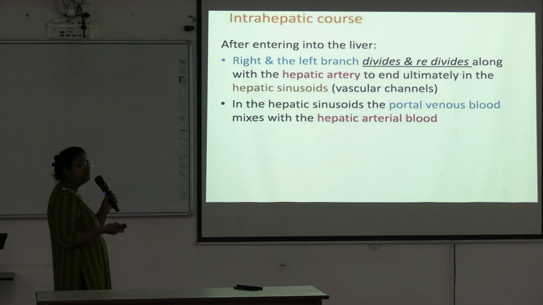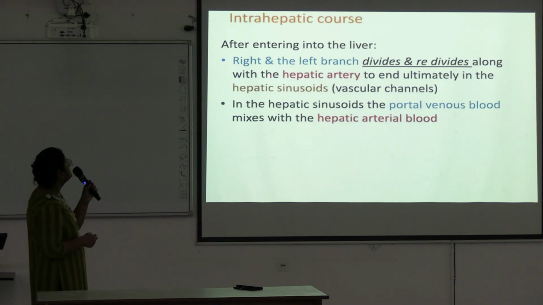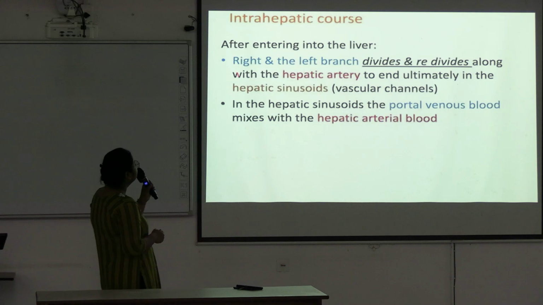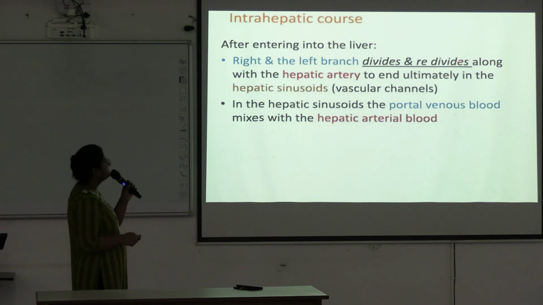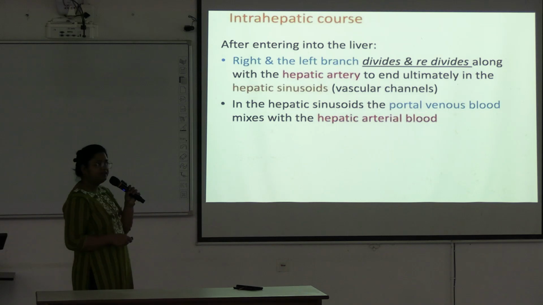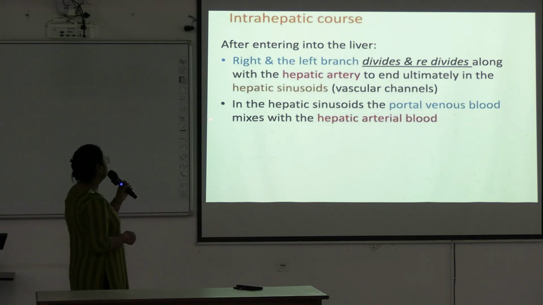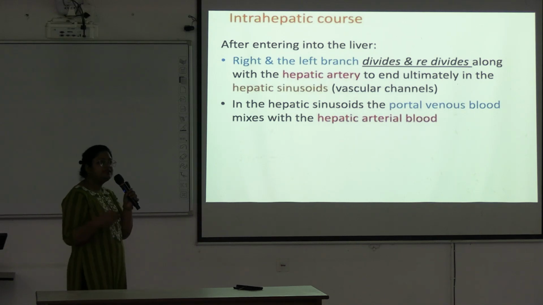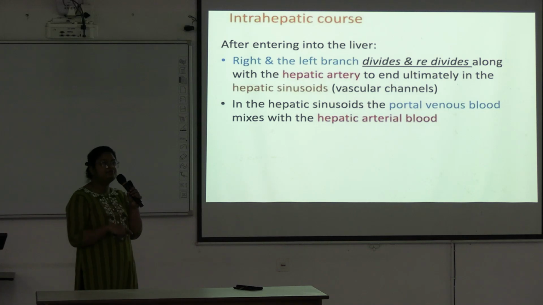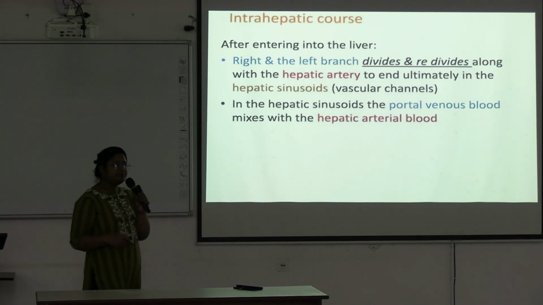Next, after these three parts, we go to the intrahepatic course. After entering into the liver, the right and left branch divide and redivide along the hepatic artery to end ultimately in the hepatic sinusoids. Hepatic sinusoids are vascular channels. And in the hepatic sinusoids, the portal venous blood mixes with the hepatic arterial blood. So the liver gets its blood supply 80% from the portal vein, 20% from the hepatic artery. Okay, understood?